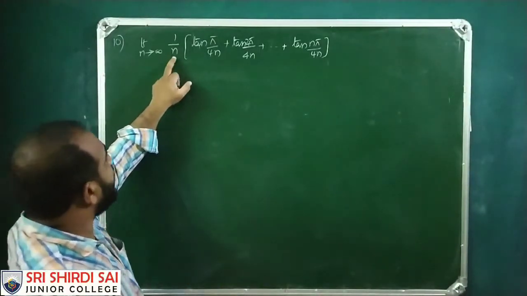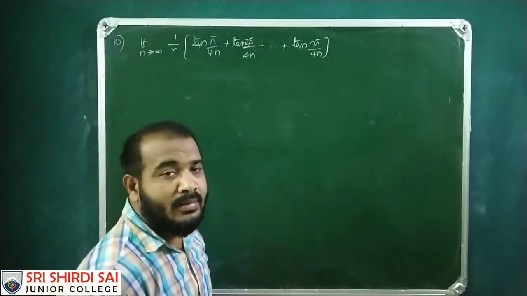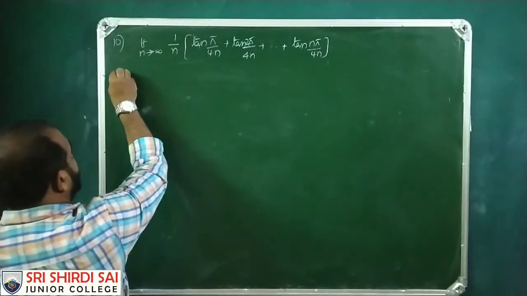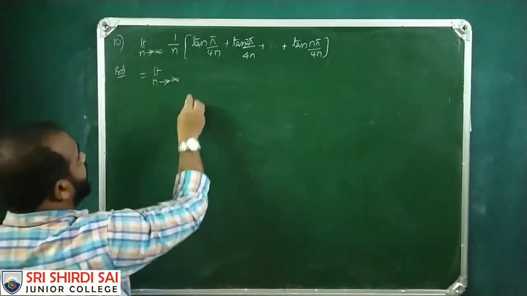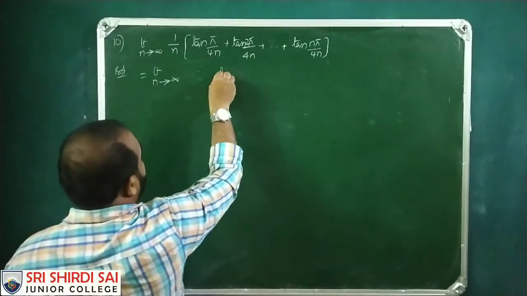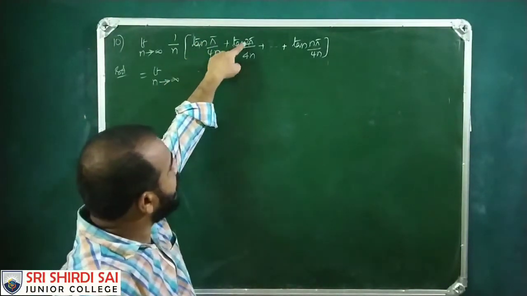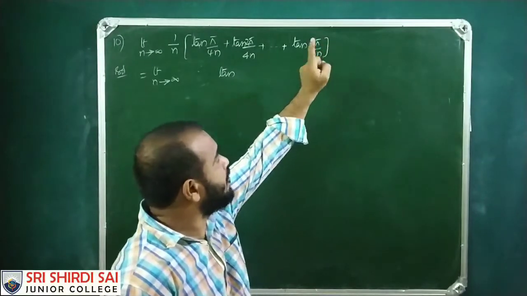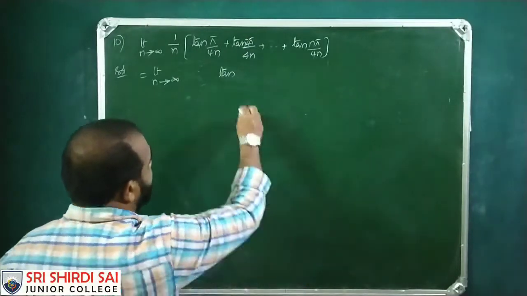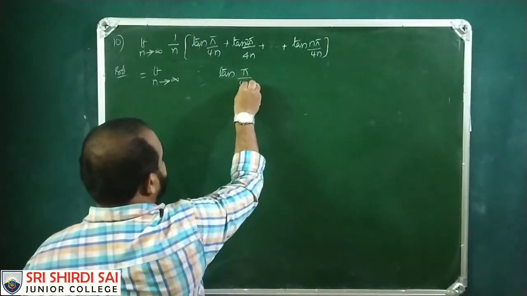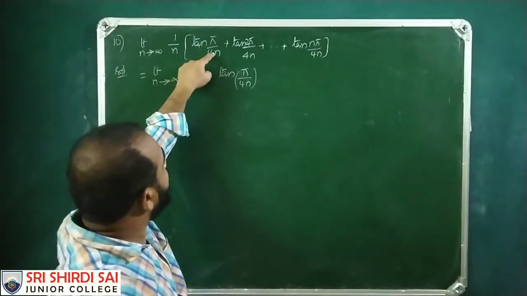Limit n tends to infinity 1 by n tan pi by 4n, tan 2 pi by 4n, etc. tan n pi by 4n. So this is equals to solution. This is equals to limit n tends to infinity tan pi by 4n, 2 pi by 4n, etc. tan n pi by 4n. For everything pi by 4n is same. That means tan pi by 4n is same.